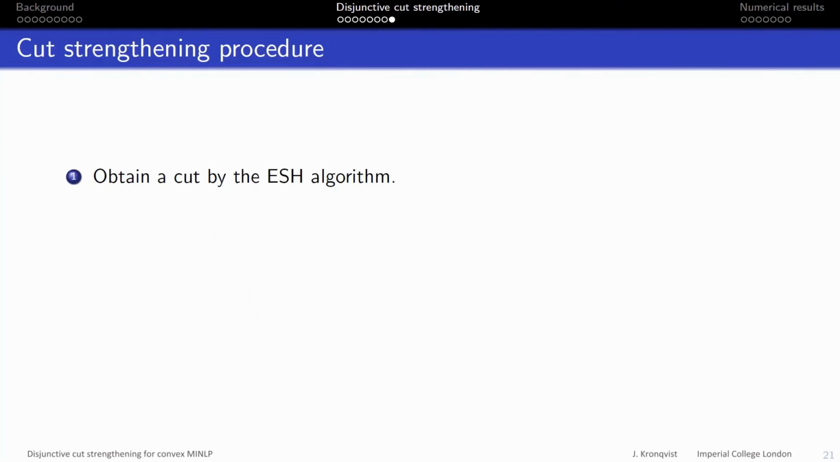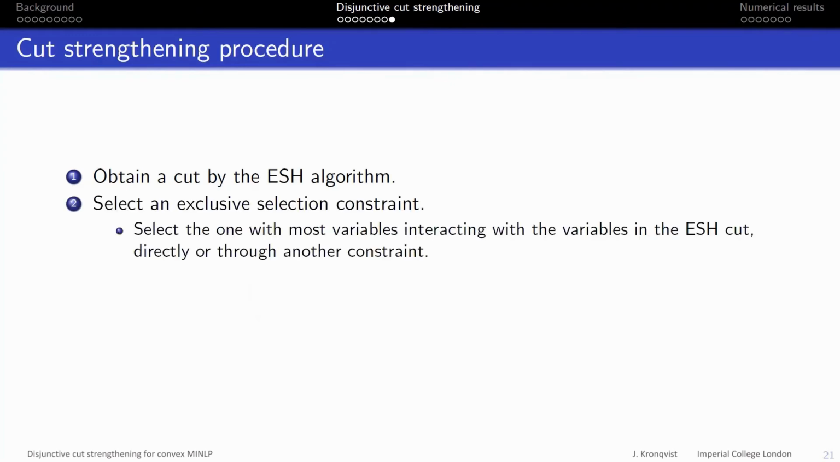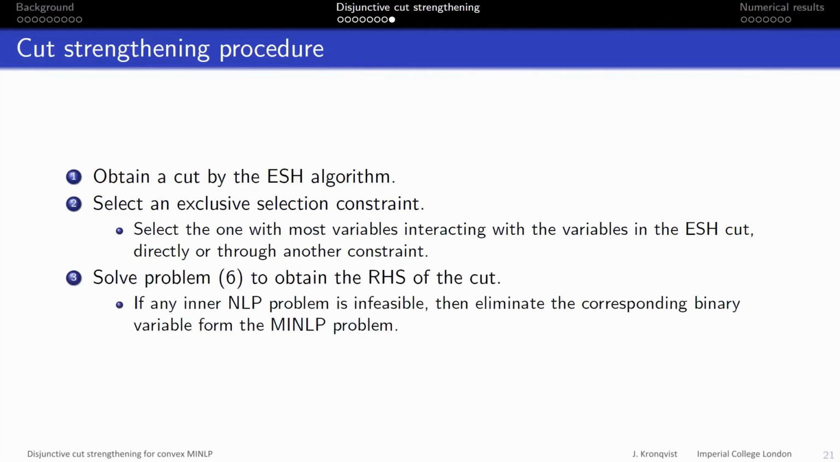Let's summarize the cut strengthening procedure. First, we obtain a cut by the ESH algorithm. Then we select an exclusive selection constraint, and if there are multiple choices, we select the one with most variables interacting with the variables in the ESH cut, either directly or through another constraint. Then we solve the NLP problems to obtain the right-hand side value of the cut, and if any of the NLP problems is infeasible, then we eliminate the corresponding binary variables from the MINLP problem.